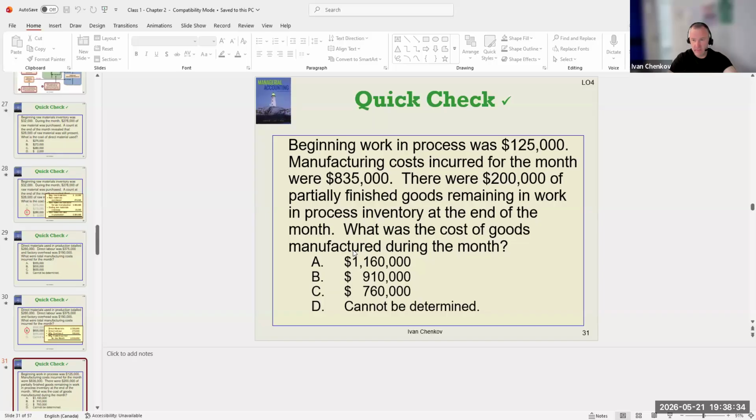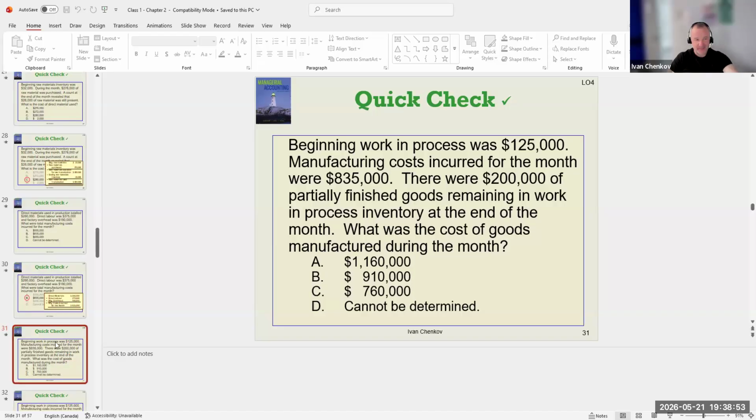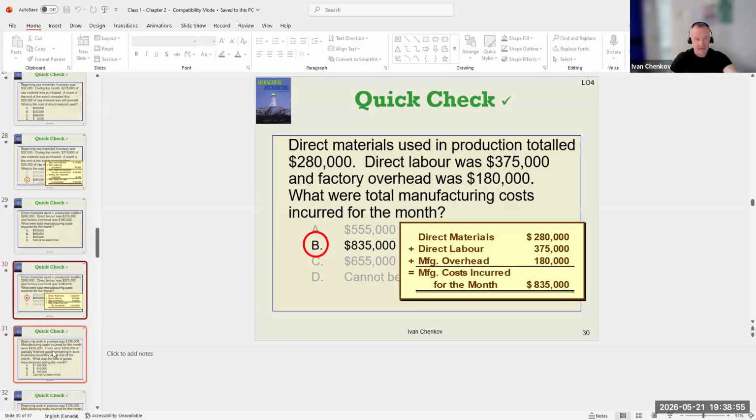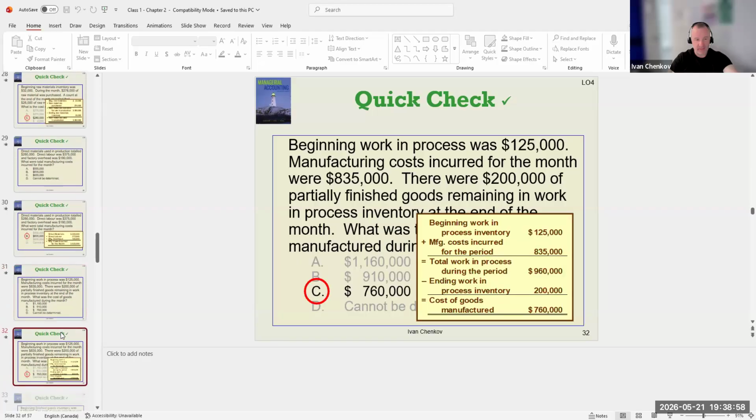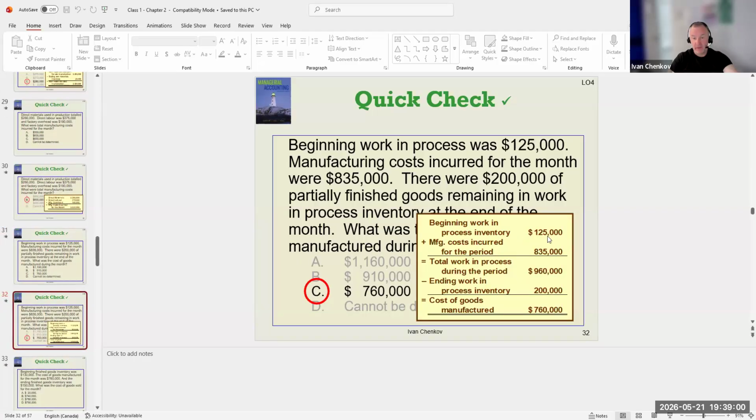Amanda, you agree 760? Okay, maybe. Why maybe? You're not calculating? I don't calculate. Okay, let's see if that's the case. Beginning inventory, 125 plus 835, 960 minus 200, 760.